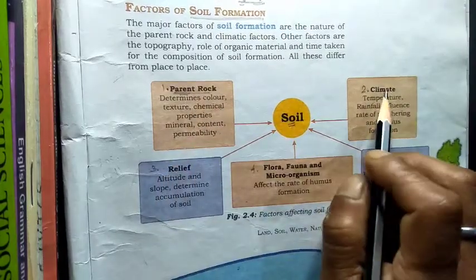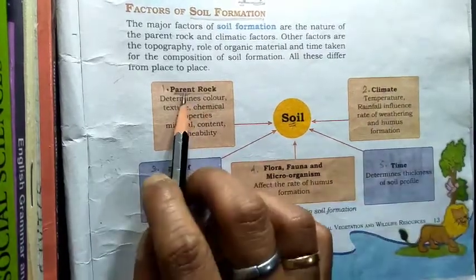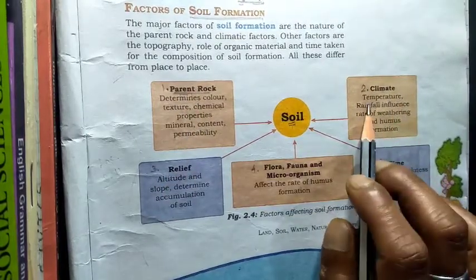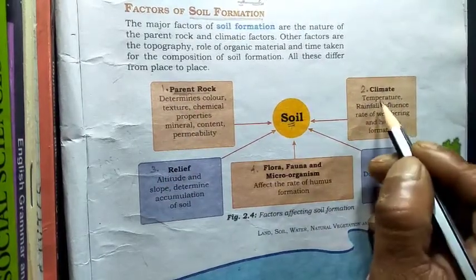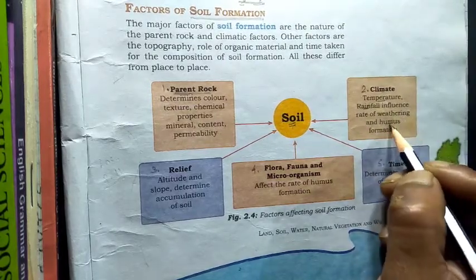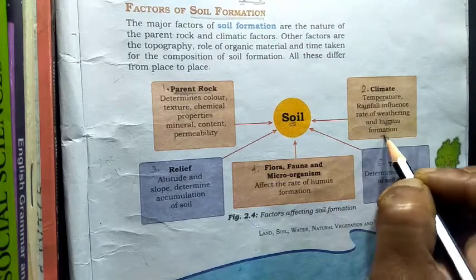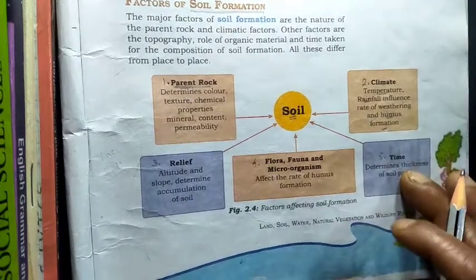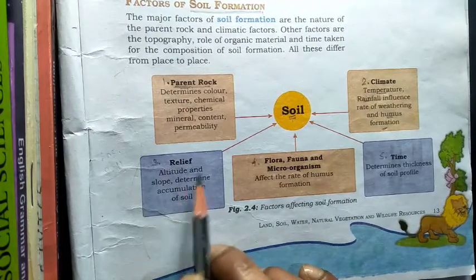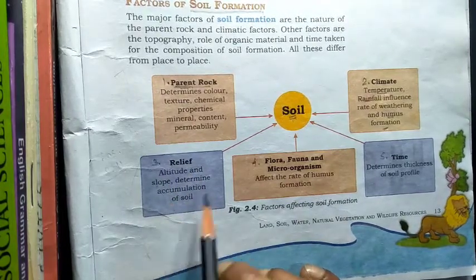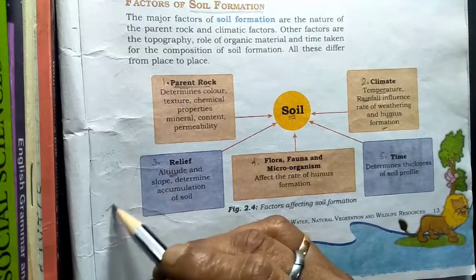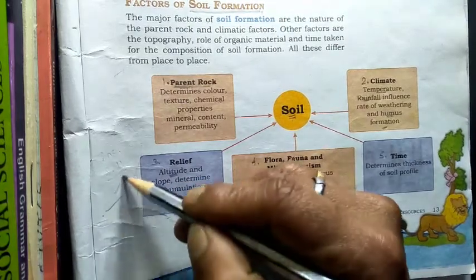The second factor is climate, because you know that parent rock gets broken because of the climatic factors like temperature and rainfall. Temperature and rainfall influence the rate of weathering, and also they help in the formation of humus. The third one is relief. Relief means altitude and slope determine accumulation of soil. Altitude means height, and slope, you know, slanting. Is it like that or is it like this?